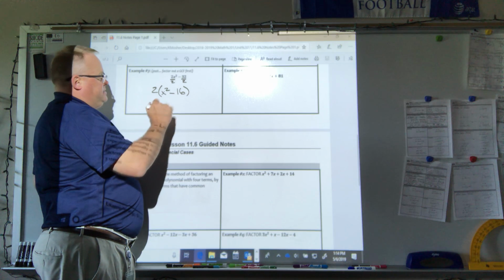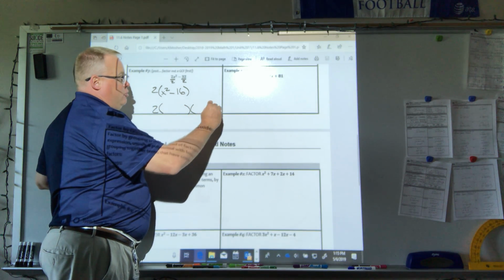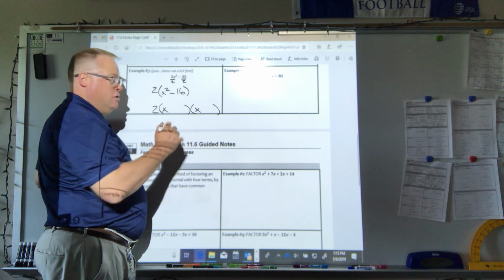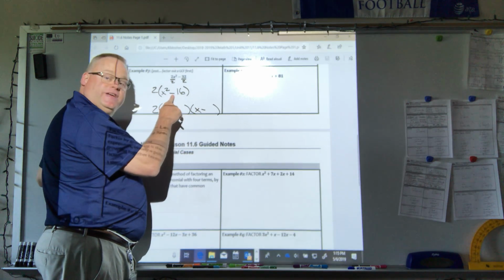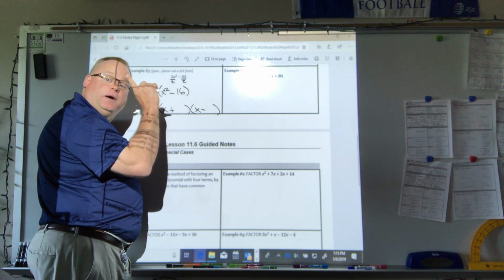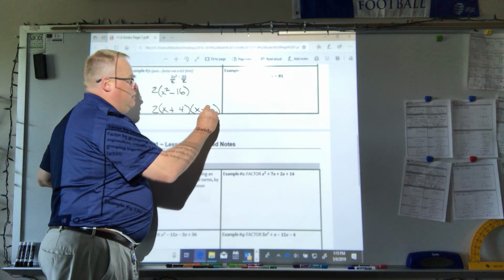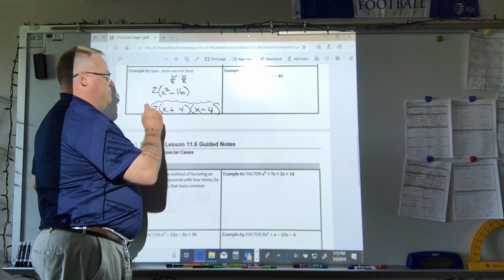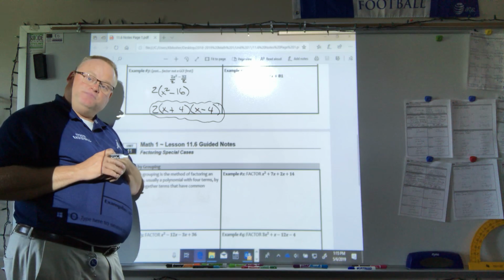So when I look at this, I know that this is going to factor out to two binomials. X and x give me x squared. One has to be positive, one has to be negative, because in order to get a negative c term, I have to have a positive times a negative. And this is going to be 4 and 4. So my final answer will be 2 outside of the parentheses, x plus 4 times x minus 4.